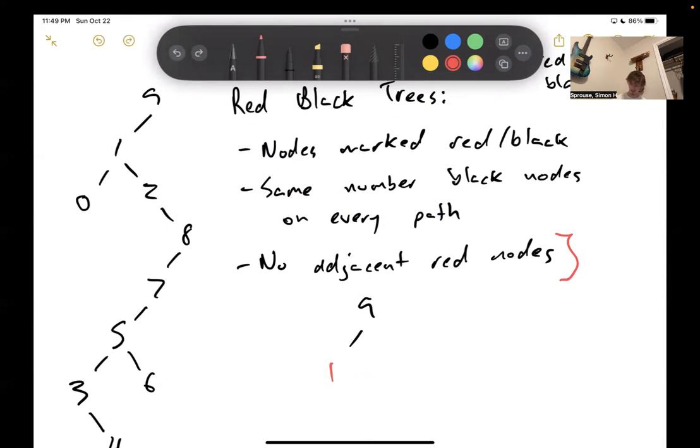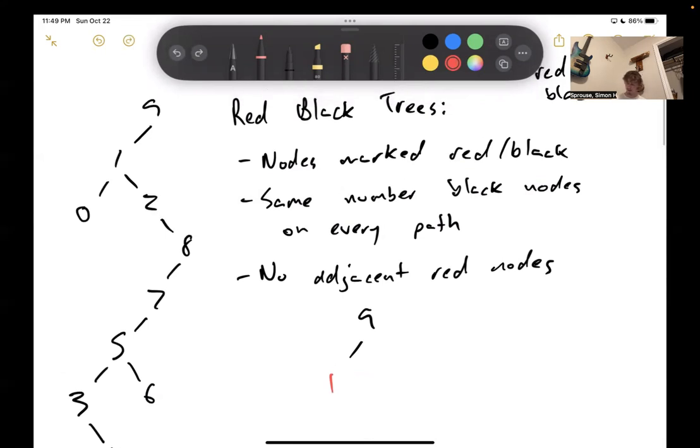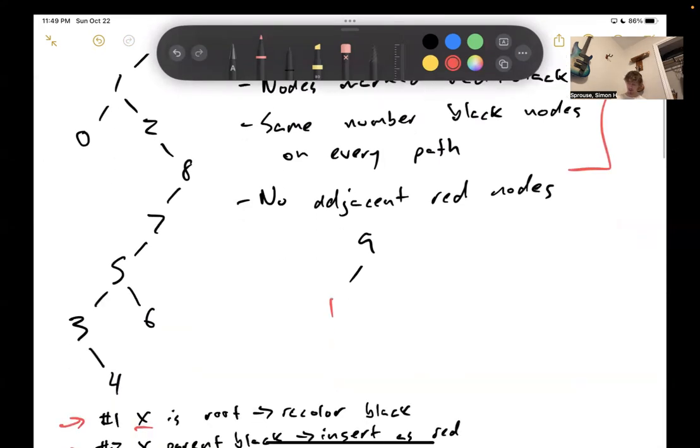Also, if you're inserting a red node to a black parent, you are never going to violate the black height rule either, because imagine you've got some left subtree and some right subtree. Let's say you've got 3 black nodes here and 3 black nodes here. Well, if you add one red node here, you haven't actually changed the black height of either side of the tree, so it shouldn't cause you a violation.